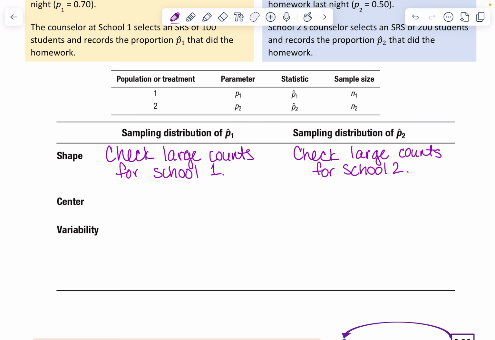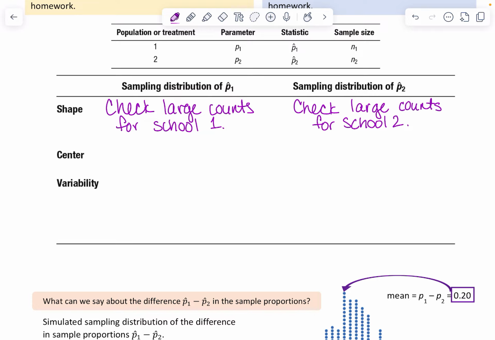Okay. Center. You just find the mean for both of them, and that should be pretty easy. The mean for the first group will just be whatever the population proportion is for the first group, in this case, 0.70. The mean for the second sample is going to be whatever the population proportion is for the second sample, so 0.5. Not much to do there.